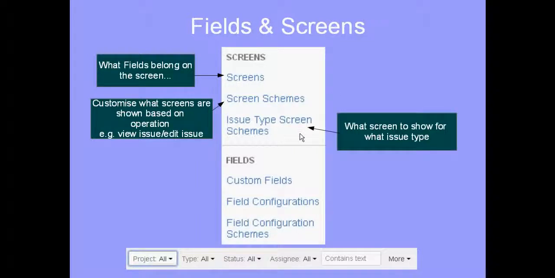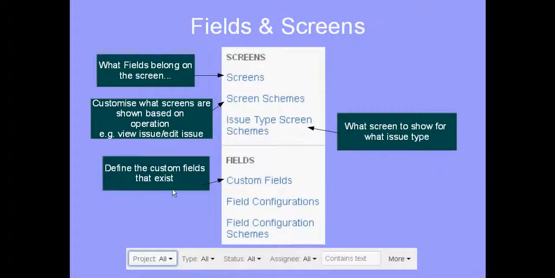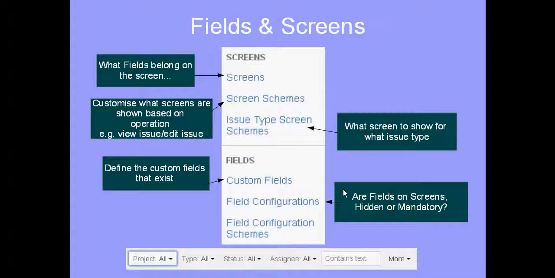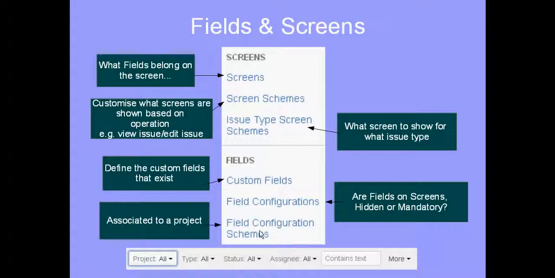Issue type screen schemes. This is all about what screen to show for what issue type. So that's where that comes into play, and we'll come into this in more detail later. Custom fields define the custom fields that exist. That's all there is to it. Very simple. Field configurations are about fields on screens: are they hidden? Are they mandatory? And finally, field configuration schemes. This is how you associate a scheme to a project, essentially.